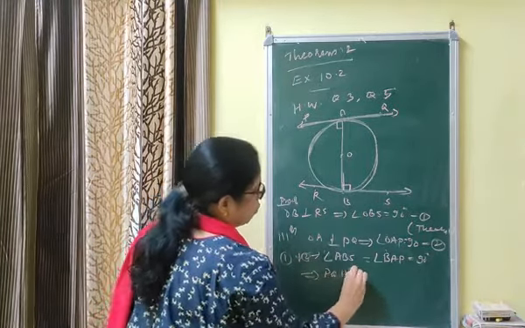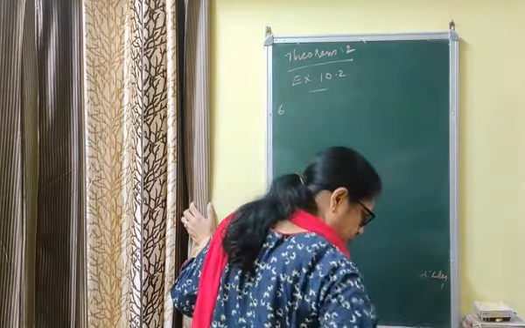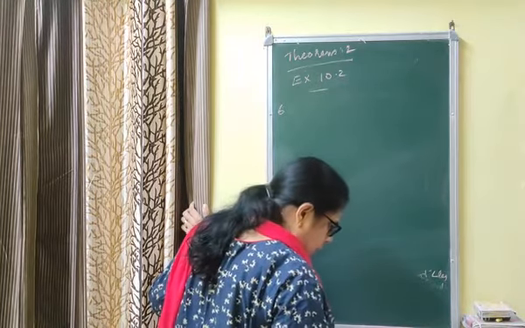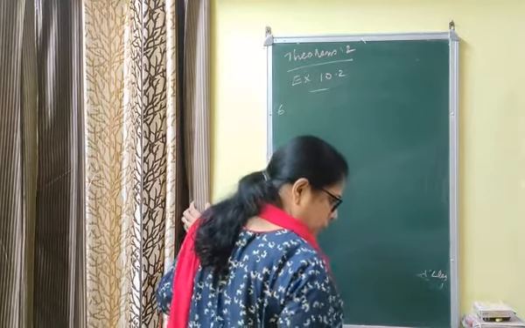Next question, the fifth question, you have to do by yourself. The sixth question I am doing. What is the sixth question? I am reading the question. Length of a tangent from a point at a distance 5 centimeter from the center of the circle is 4 centimeter. Find the radius of the circle.